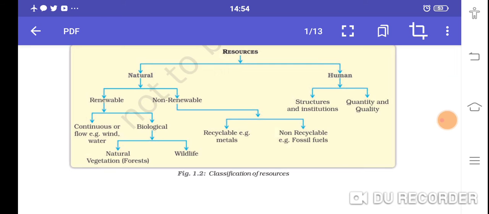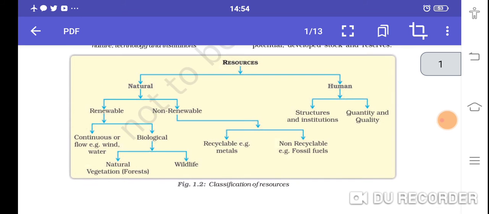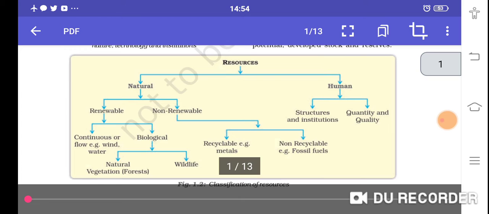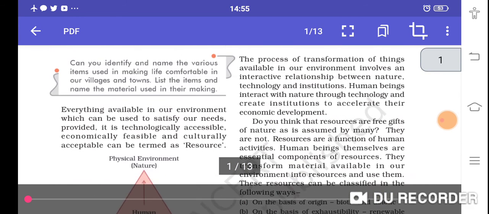And the natural resources are of two types, that are renewable and non-renewable. And human resources means the resources which are made by humans: the structure and the institution, quality and quantity. Okay, so in renewable resources we can have continuous flow, for example winds and water, or the biologically natural vegetation and wildlife. And in non-renewable resources we have the recyclable resources like metal, and non-recyclable resources like fossil fuels. Okay, so let me go ahead.